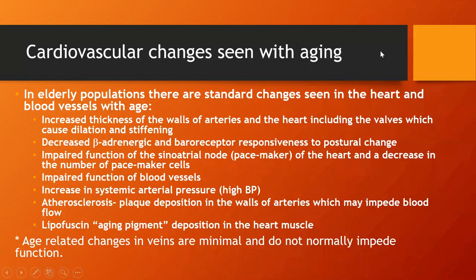Now let's talk about some of the structural changes that we can appreciate to the cardiovascular structures with age. And I want to reiterate this idea that we're delineating this from actual pathology, from injury, from malignancy. This is the kind of change that we would see traditionally with age in the heart and the vasculature. So we see increased thickness of the walls of arteries.